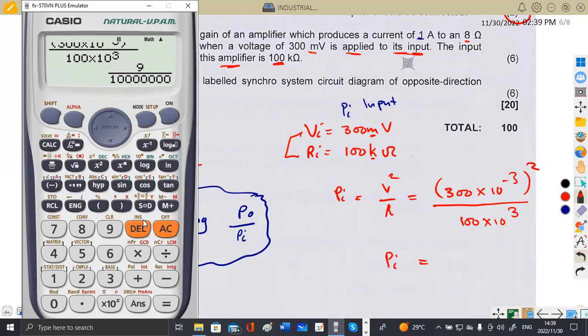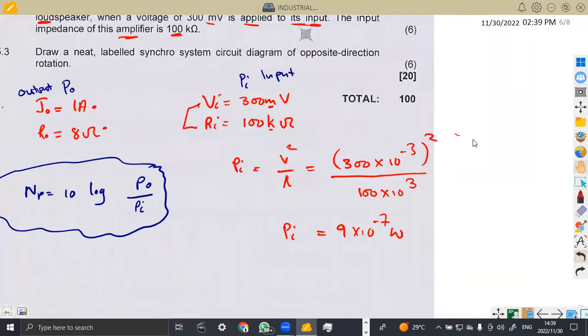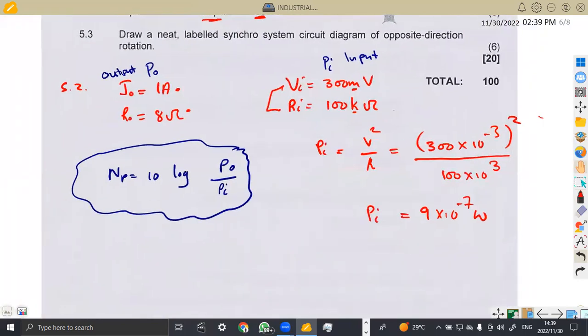So that is what you're going to have. I'm just going to convert. That's 9 times 10 to the power minus 7 watts. So this is your input. After that, you go to the output. On the output, you're given current and resistance. So from current and resistance, how are we going to have P out? Let us just have it here.